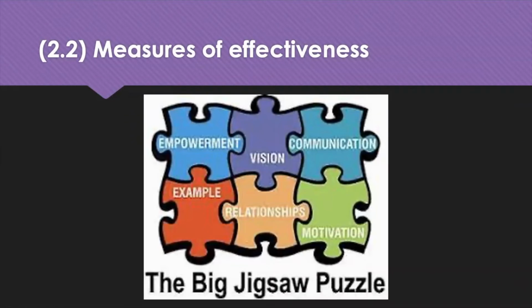To measure the effectiveness of aspiring leaders, Cutler designed questionnaires that included all 6 areas in the jigsaw that you see on the screen. That was to be completed by their personnel, and the answers will identify if the individual has the necessary skills to be a leader. So we need to see vision, we need motivation, example, empowerment, good relationships and communications.